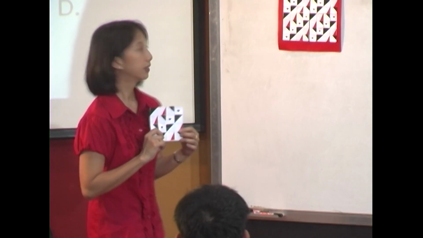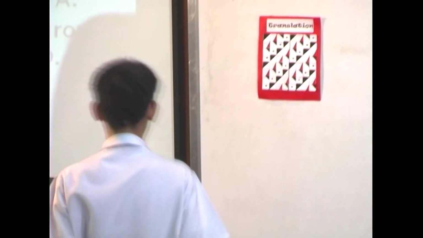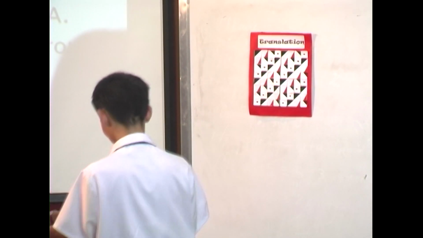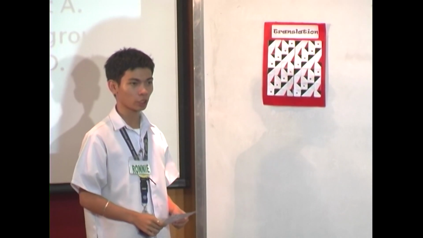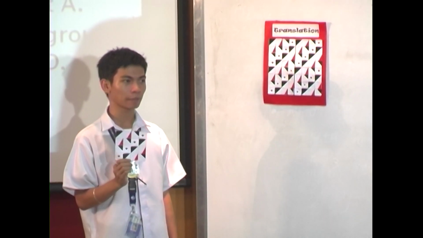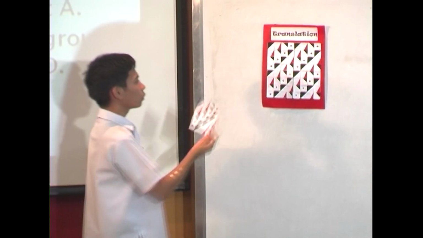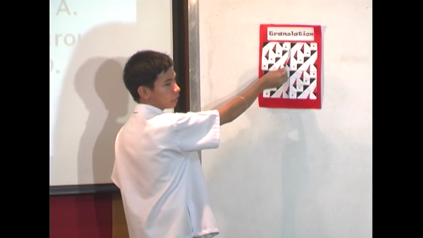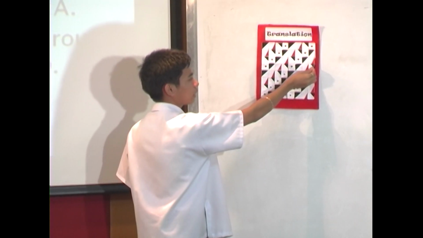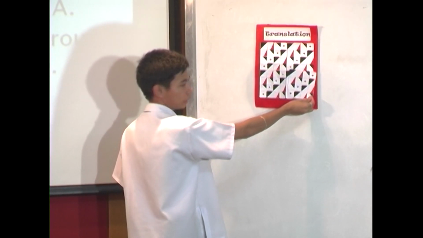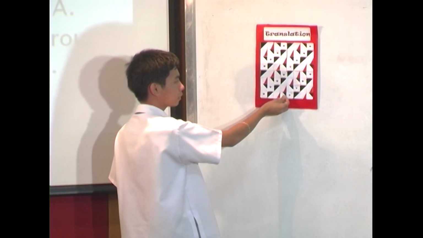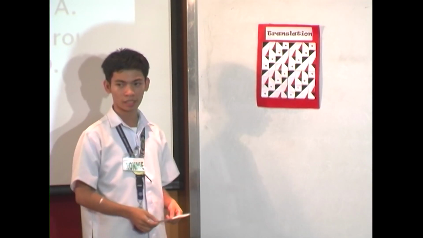Let's start with the first group, the translation group. Yes, Ronnie? So our group was assigned to do translation. This is the original table design. So we pasted it here, then translate it to the right. Then from here we translate it downward. And from here we translated it to the left. So we came up with this design.